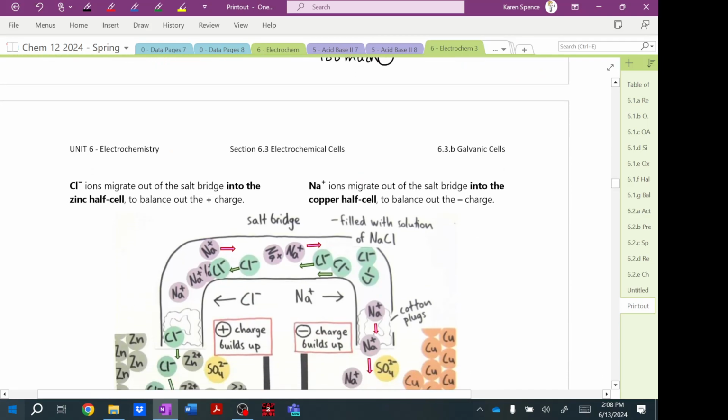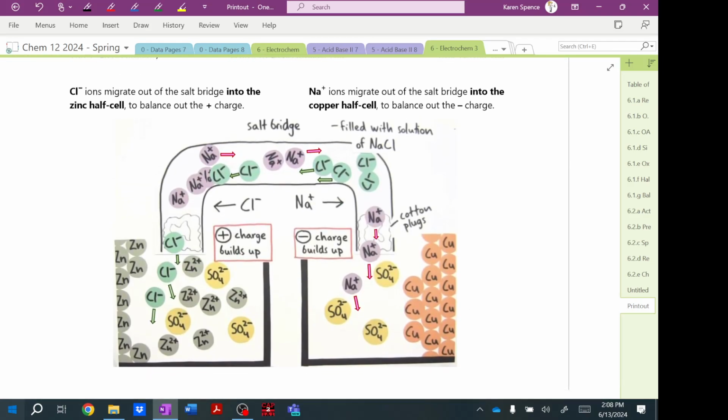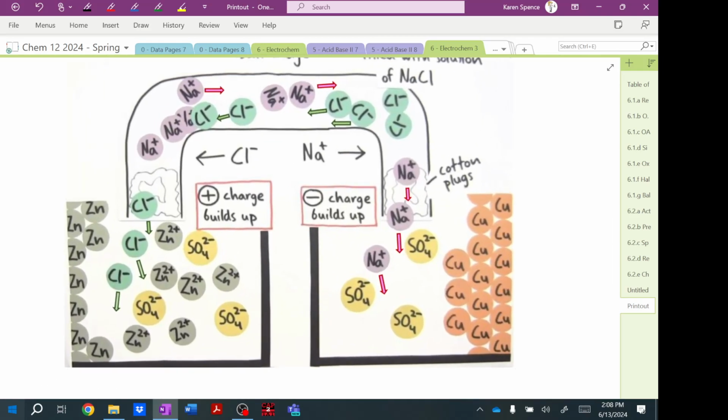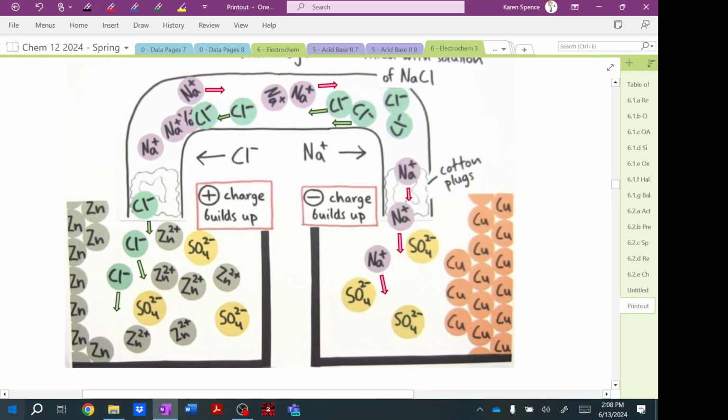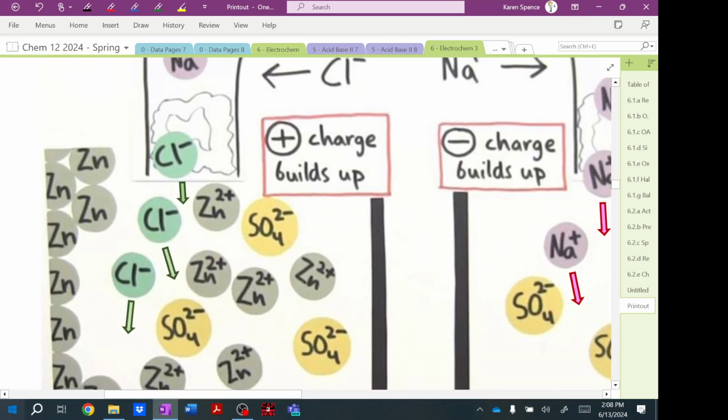So let's now move on to our next page and take a look at what's happening. So you can see here, it's showing the sodiums moving out to neutralize the sulfates over here. And you can see the chlorides moving out to neutralize the zincs over on the left.